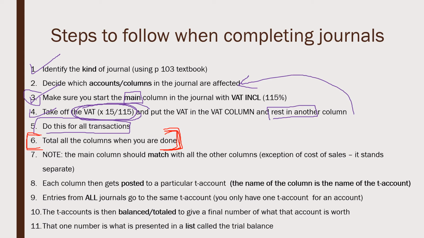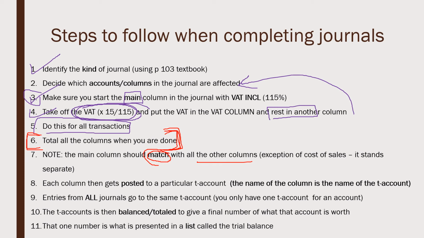Okay, number 7, bit of a side note. The main column in any journal should always match, as in be equal to all the other columns. And then cost of sales is an exception here. It stands separately. It's not actually part of any journal. Okay, it's just kind of a stock tracking column on the side. So your main column is always equal to the combination of all the other columns.